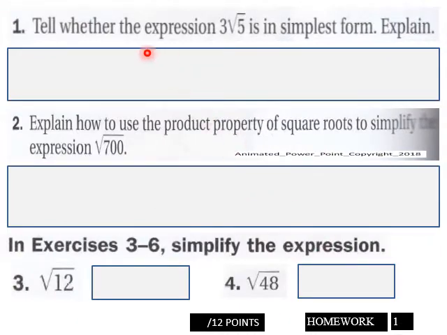And we'll go right into page 1. Tell whether the expression 3 times radical 5 is in simplest form, explain in full sentences here. And then number 2, you have another word problem. Explain how to use the product property of square roots to simplify the expression radical 700. And then for 3 and 4, simplify these expressions. And this is 12 points here for page 1.